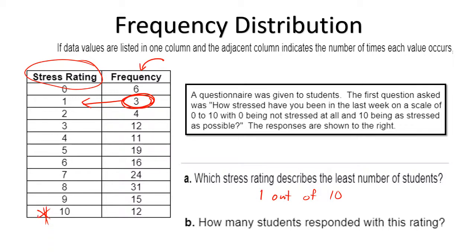Now, how many students responded with this stress rating of 1? That would have been a total of 3 students. So you can tell how you easily look at the two columns to decipher the information from this survey.